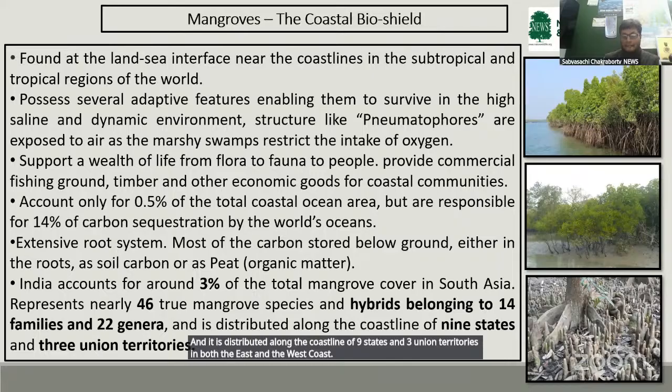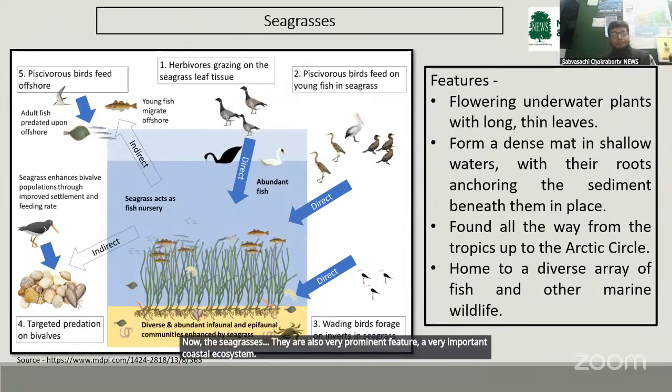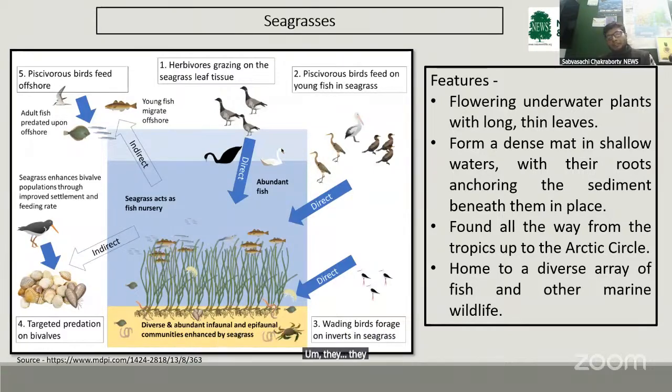Now, the sea grasses. They are also a very prominent feature and a very important coastal ecosystem. They are mainly flowering underwater plants with long thin leaves, and they form a dense mat in shallow waters with their roots anchoring the sediment. They are found from the tropics up to the Arctic Circle, and are always home to a diverse array of fishes and other marine animals.